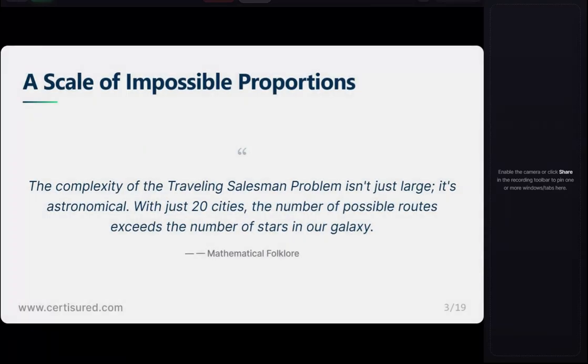To give you a sense of the scale we're dealing with, consider this. With just 20 cities, the number of possible routes is already astronomical. It actually exceeds the number of stars in our entire galaxy. This isn't just a big problem. It's a complexity nightmare that mathematicians have been wrestling with for decades.